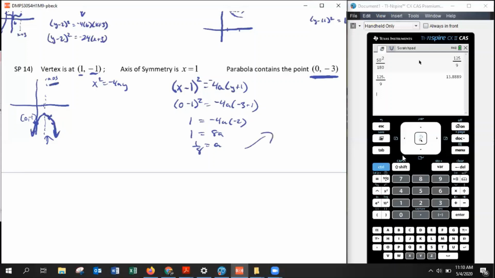And that is what I'm going to put into my generic equation of x minus 1 squared equals -4a times y plus 1. So -4 times 1/8 is -1/2. So I have x minus 1 squared equals -1/2 times y plus 1. And there is my last equation.